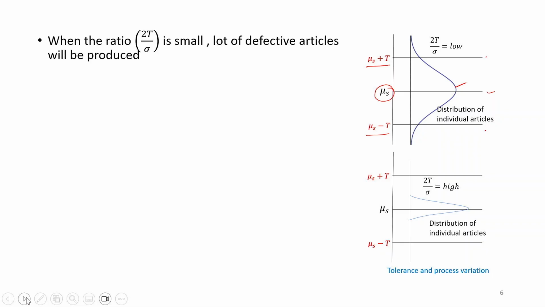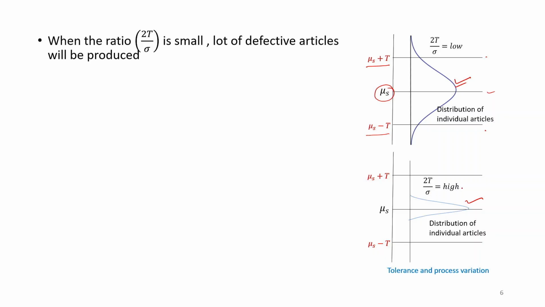This is also shown for another, the same thing we are showing at the bottom, where the distribution of the individual articles is very narrow. Here it is very, very wide. In this case, it is very, very narrow. You see the spread of the curve. It is quite narrow.